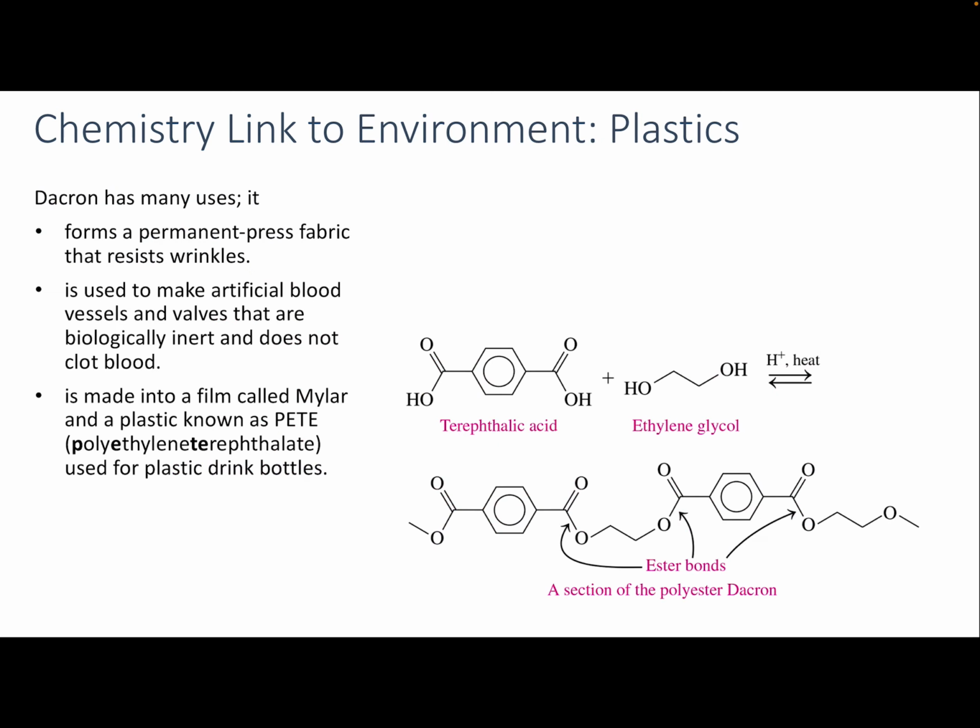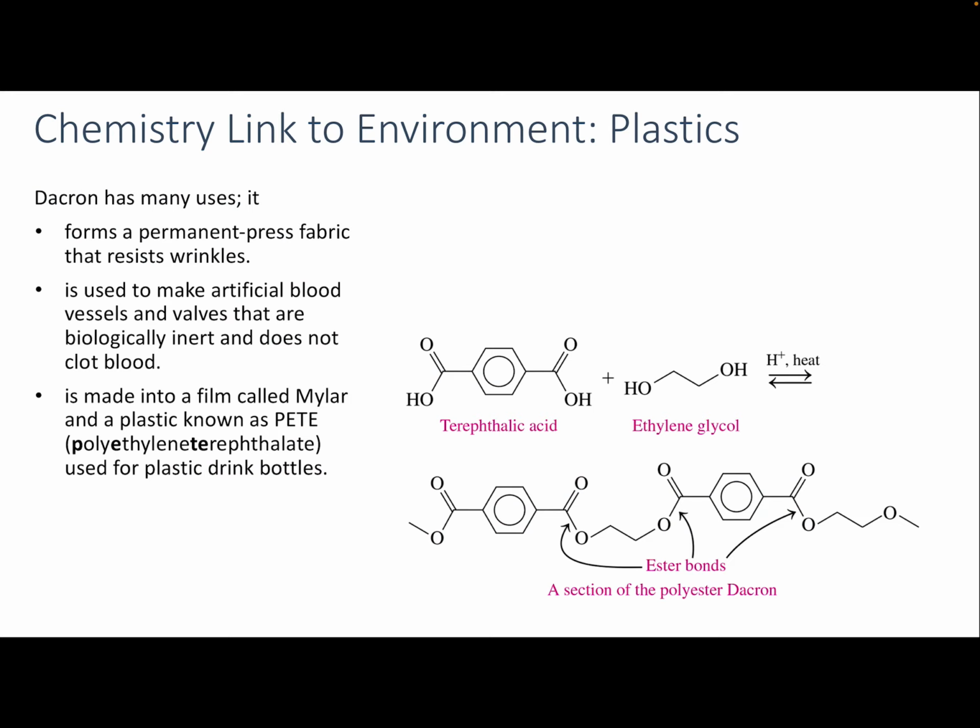Here's one more. This is Dacron. Dacron has many uses. It's a permanent press fabric. It's used to make artificial blood vessels and valves. It's made into a film called mylar. Maybe you've heard of mylar. And a plastic known as PETE, or polyethylene terephthalate. And it's used to make plastic drink bottles.